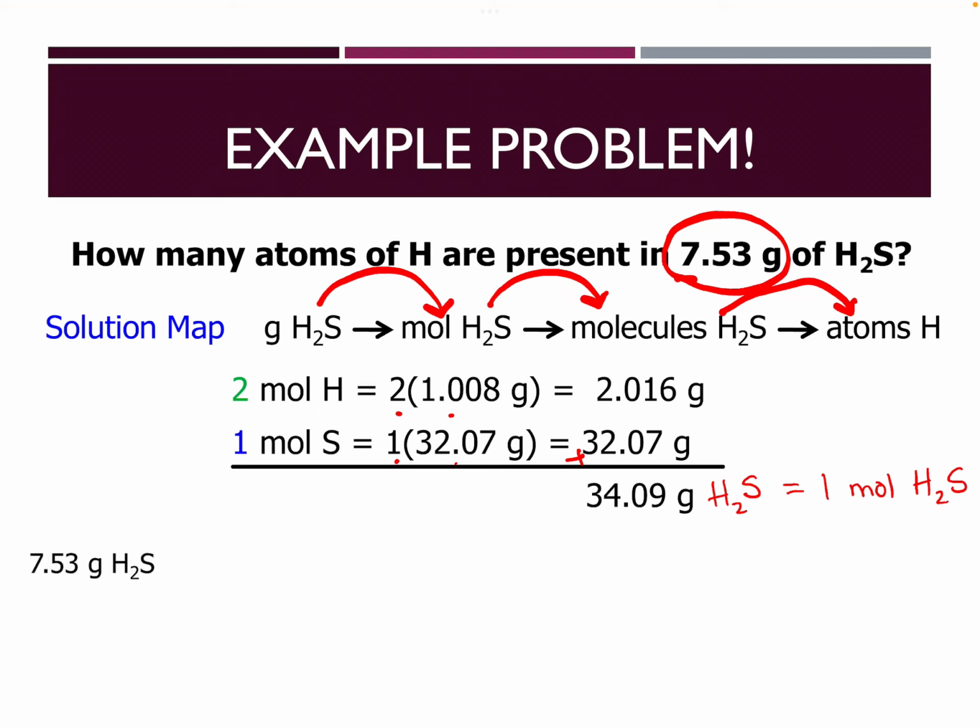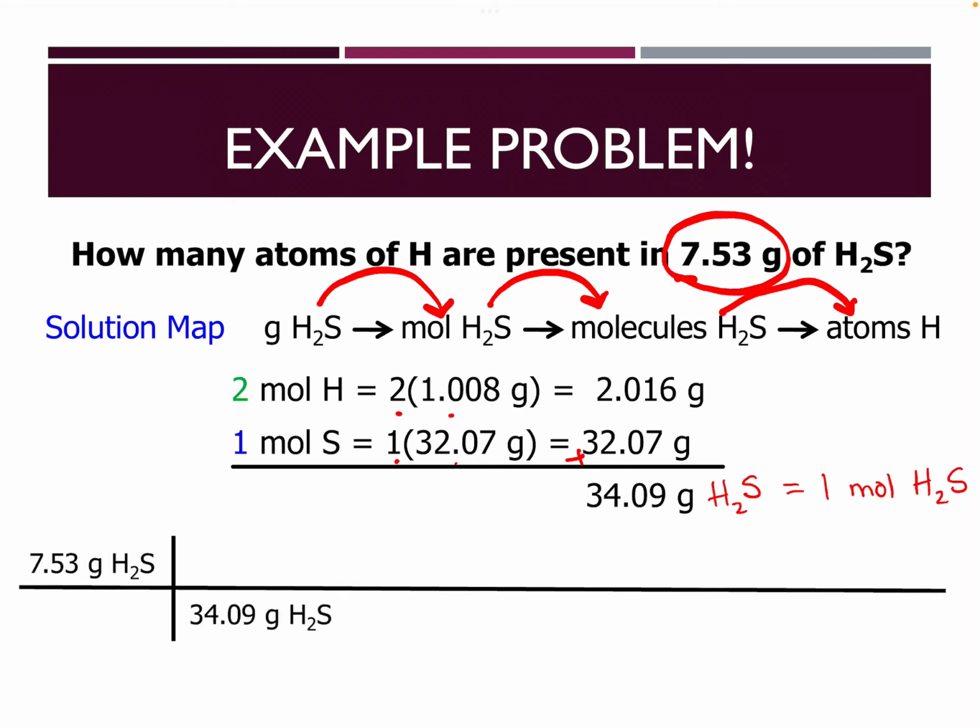All right, so now let's go ahead and set this train track up. We're starting with our 7.53 grams of H2S. We'll use that molar mass to convert from grams to moles. Remember, our units have to cancel, so if we have grams here, we have to have grams down here. So make sure our units cancel, and then we'll see where we're at.